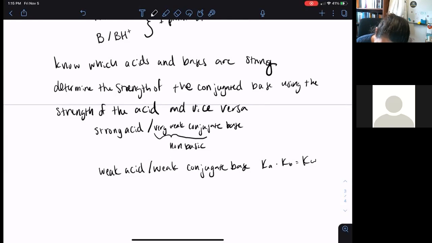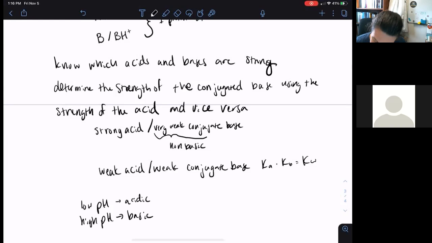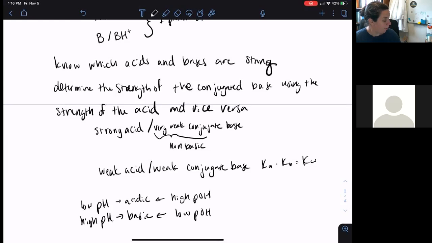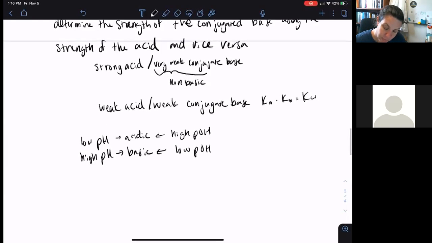You should know that a low pH is acidic. A high pH is basic. And additionally, a high pOH is acidic. Low pOH is basic. We also talked about comparing acid strength.